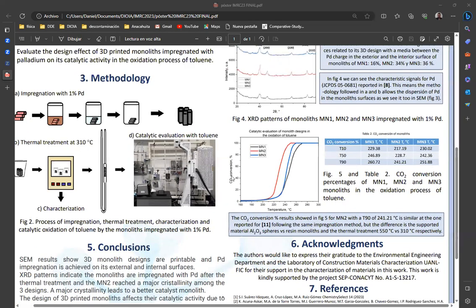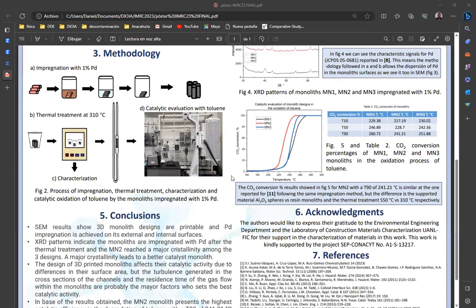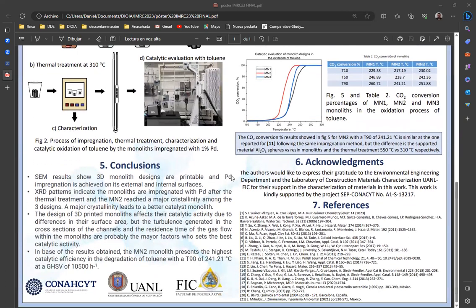And this is all for the part of results and discussions. The conclusions of these investigations are: the results show 3D monolith designs are printable and palladium impregnation is achieved on its external and internal surfaces. X-ray diffraction patterns indicate the monoliths are impregnated with palladium after the thermal treatment, and the MN2 reached a higher crystallinity among the 3 designs. A higher crystallinity leads to a better catalyst monolith.